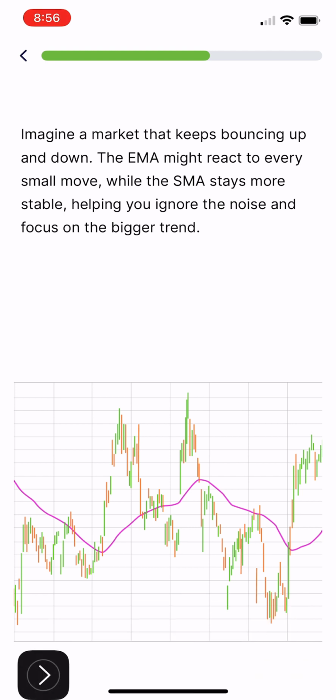Imagine a market that keeps bouncing up and down. The EMA might react to every small move, while the SMA stays more stable, helping you ignore the noise and focus on the bigger trend.